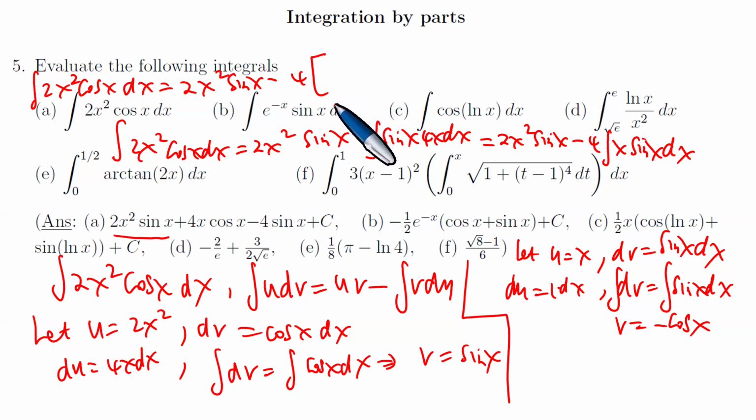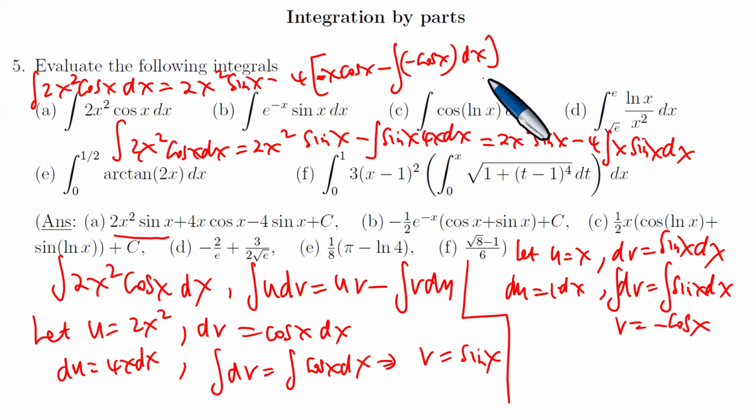Now look, we use uv. The integral of this is going to be u, which is x, times v, which is minus cosine x, minus the integral of v du, where v is minus cosine x and du is dx. What is the answer? You can write the answer here.